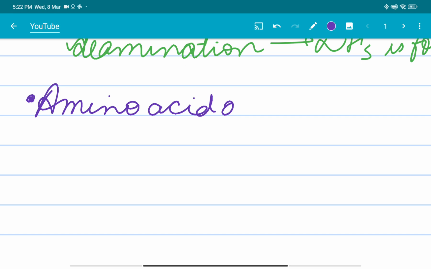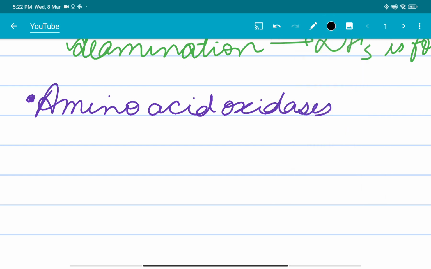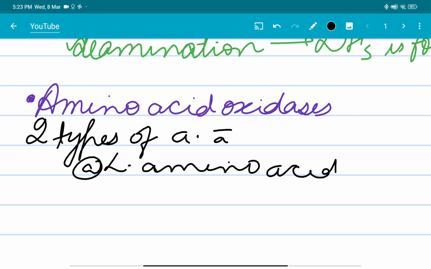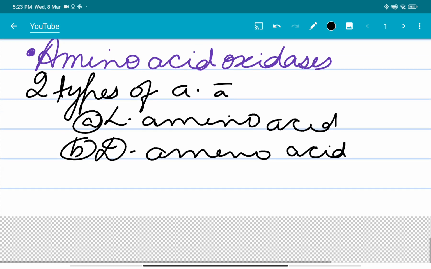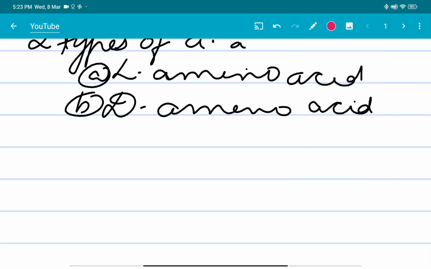Amino acid oxidases. Fine. We know that there are two types of amino acids. One is the L-amino acid and the other one is D-amino acid. Fine. So, first of all, we have to talk about the L-amino acid oxidases.